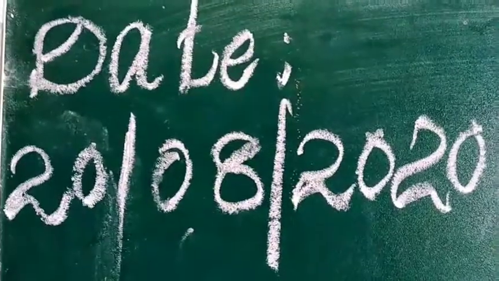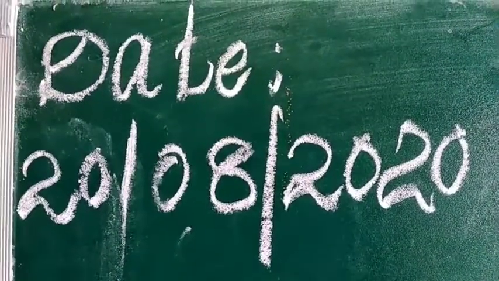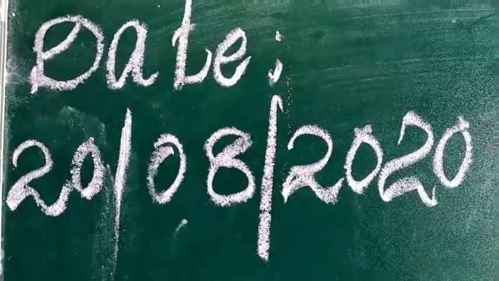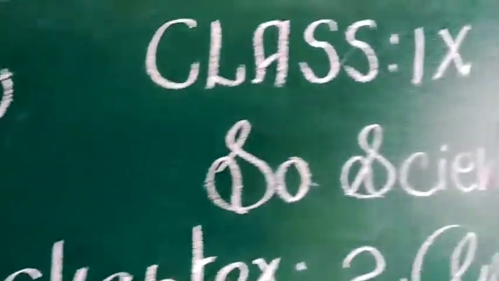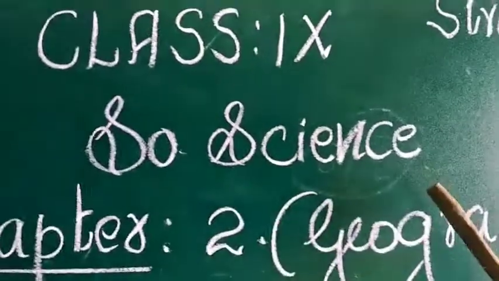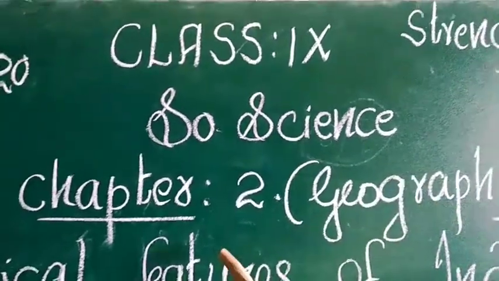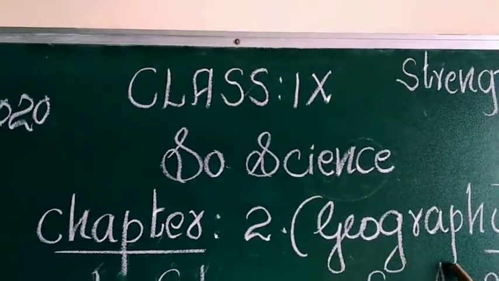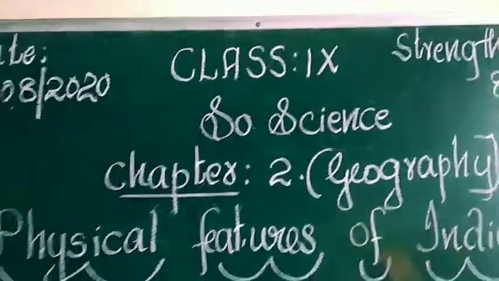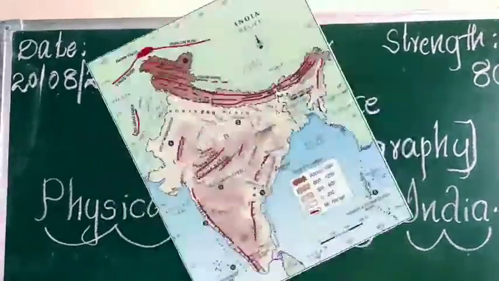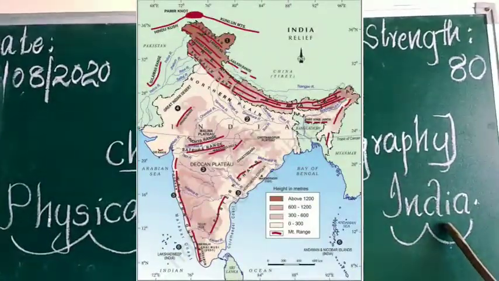Today's date is 28/2020. Class 9, subject Social Science. Chapter 2, Geography, fourth part. The name of the chapter is Physical Features of India.